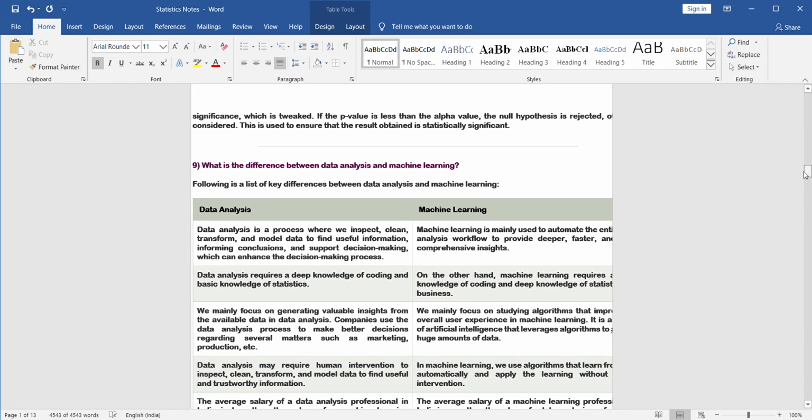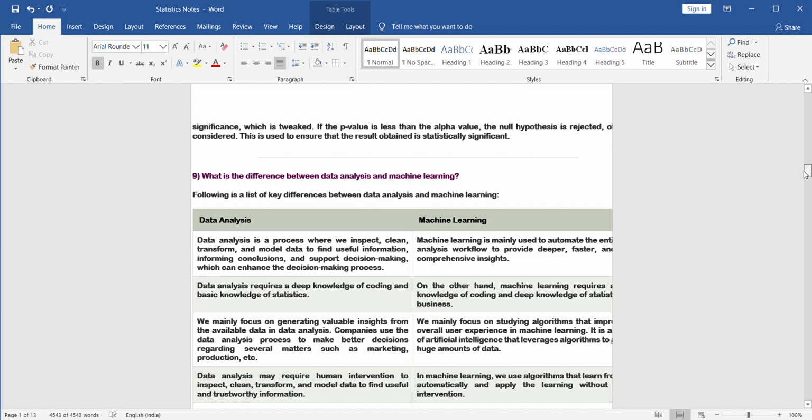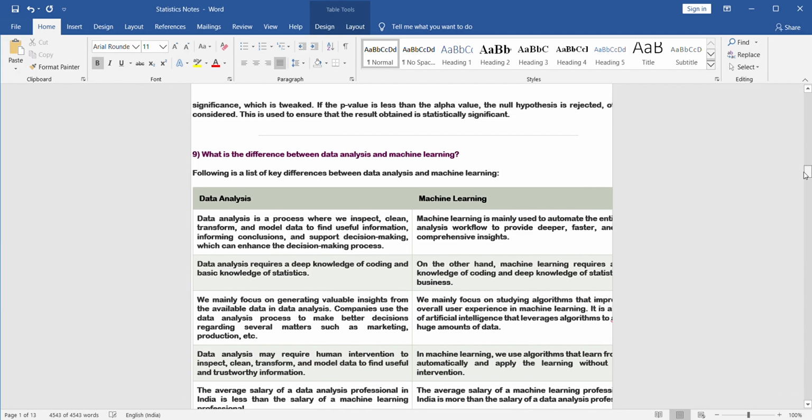So the null hypothesis is just the assumption, right? So yes, the data is true.